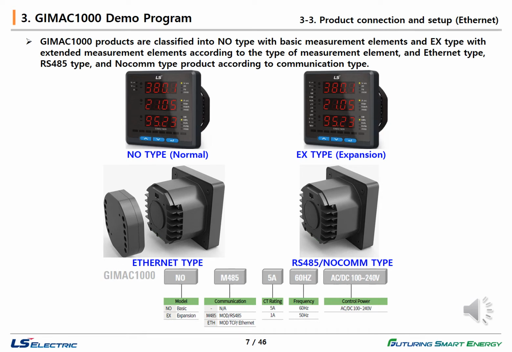The types of GMAC1000 are divided into two types depending on each measuring element. The NO type is a standard type and the EX type has extended measuring elements. Also, the types are divided according to communication types such as Ethernet, RS485, and no communications.